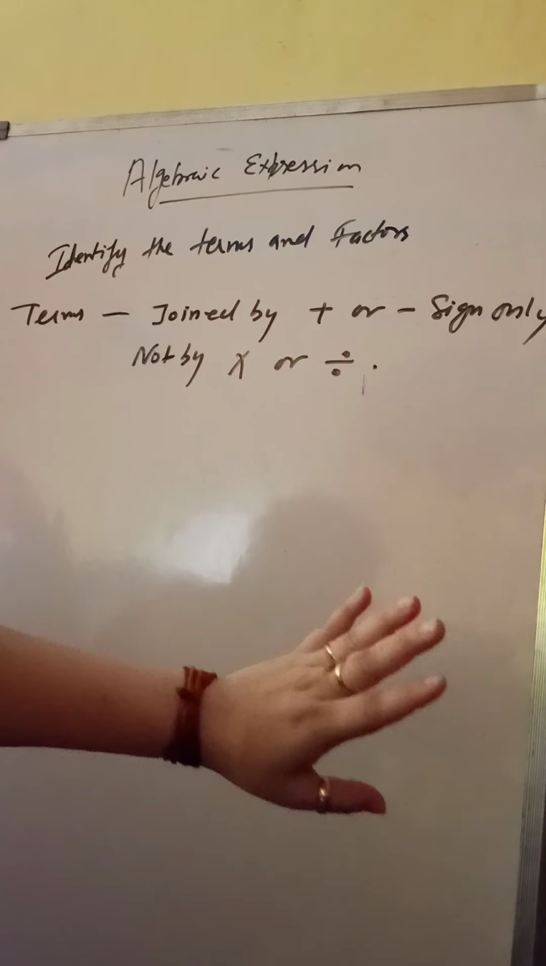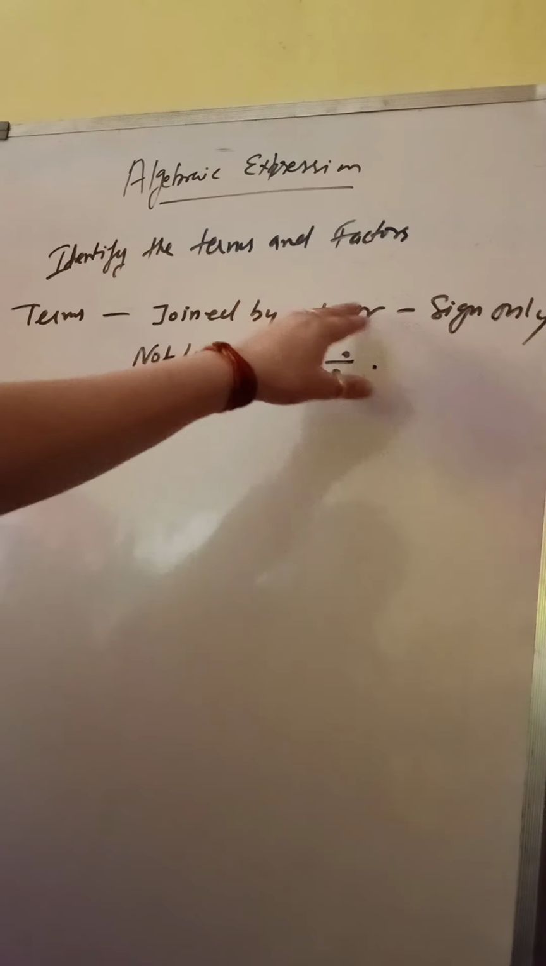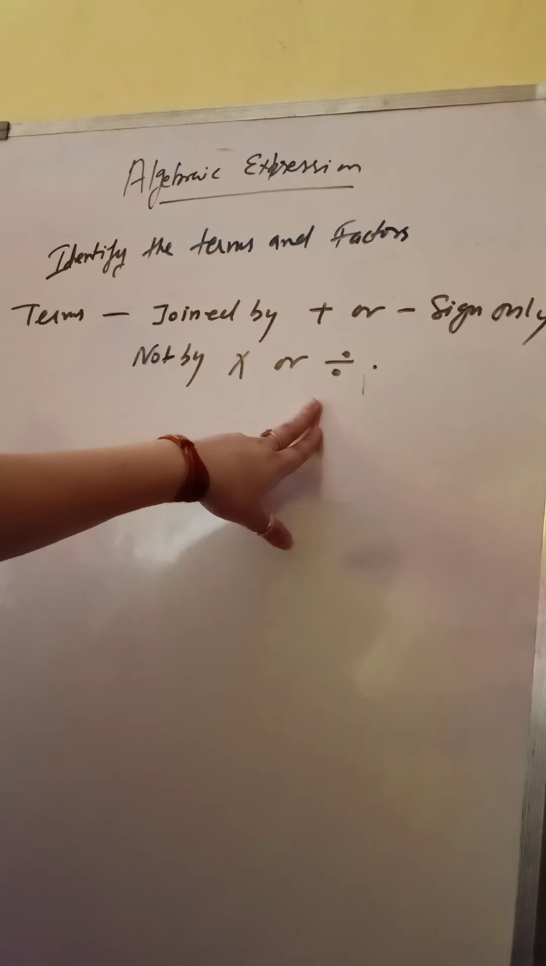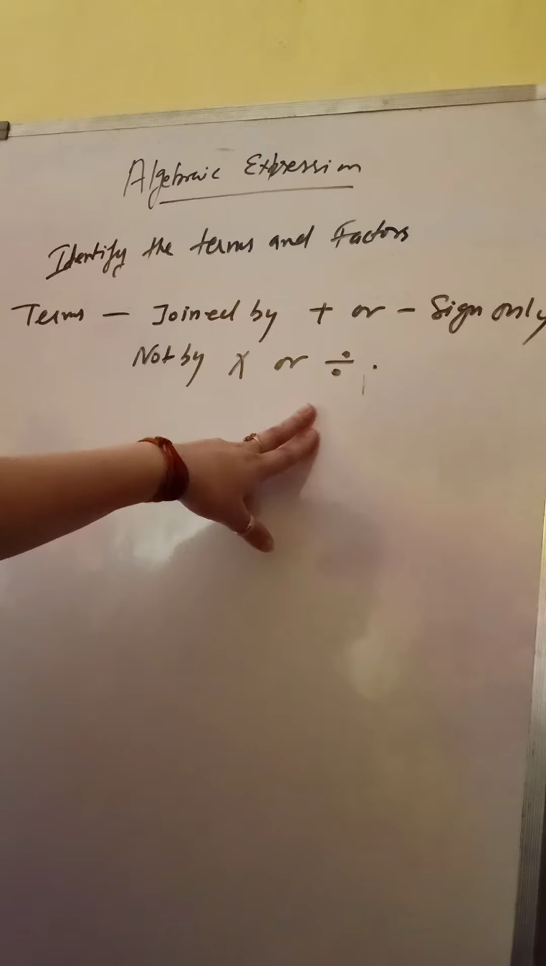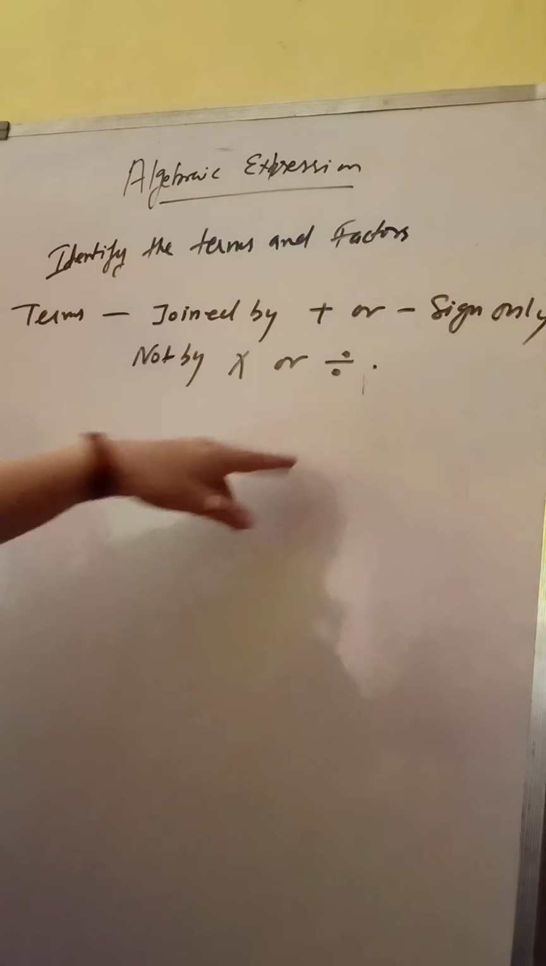Identify the terms. You can see I have written "terms" here. Terms are joined by plus or minus signs only. If you want to identify the terms, you want to see whether there is a plus sign or a minus sign. If you see multiplication or division within the factors, it means it is a single term. Now I am taking an example to clarify this.